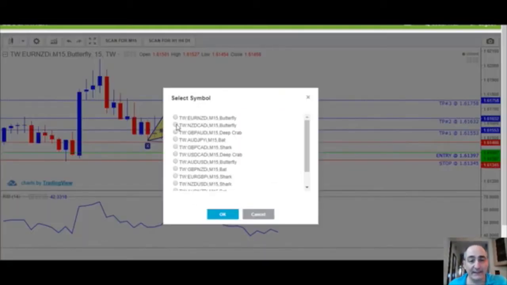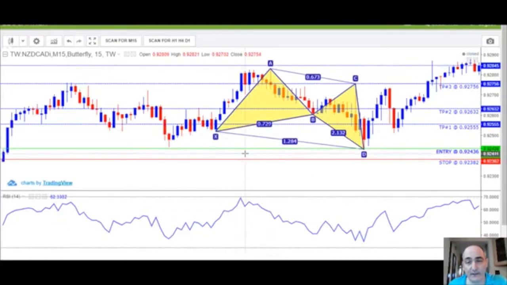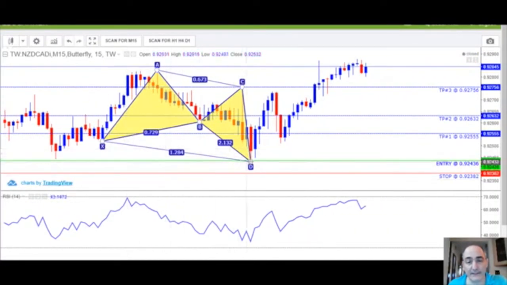Okay, the next one is NZDCAD, and we see here at point D, we're looking at point D, that the wick of this red candle right here does touch the entry area and goes into it. However, it does close outside of the entry area. So that's where it closes, right about there.